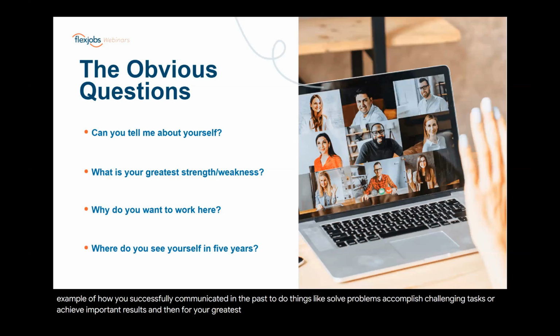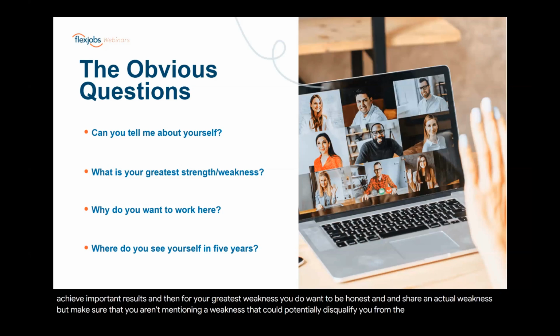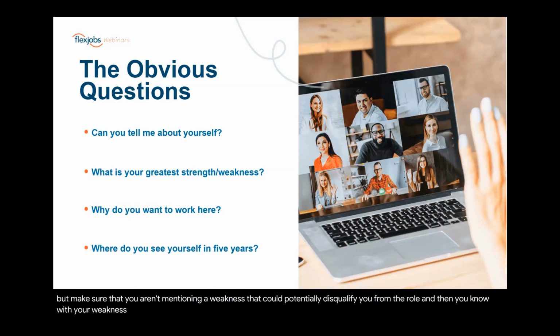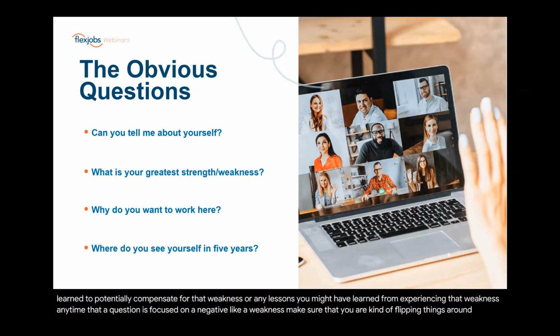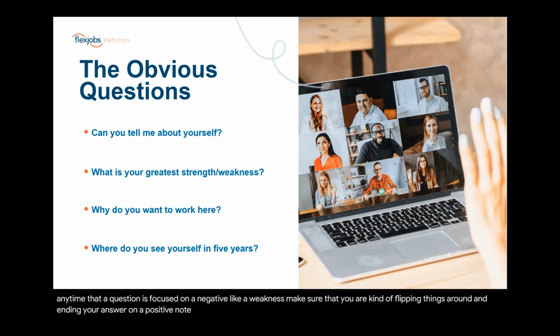And then for your greatest weakness, you do want to be honest and share an actual weakness, but make sure that you aren't mentioning a weakness that could potentially disqualify you from the role. And then with your weakness, make sure to explain how you are working on improving it, maybe ways that you've learned to potentially compensate for that weakness or any lessons you might have learned from experiencing that weakness. Anytime that a question is focused on a negative, like a weakness, make sure that you are flipping things around and ending your answer on a positive note.